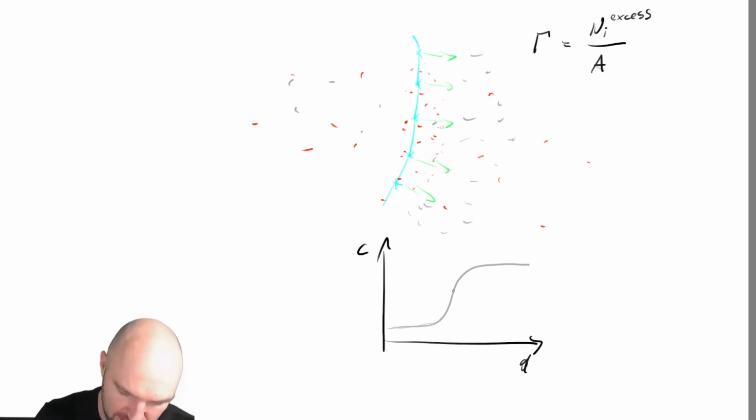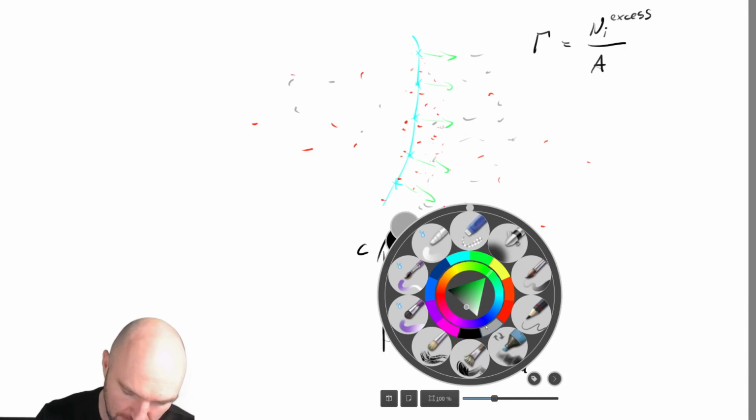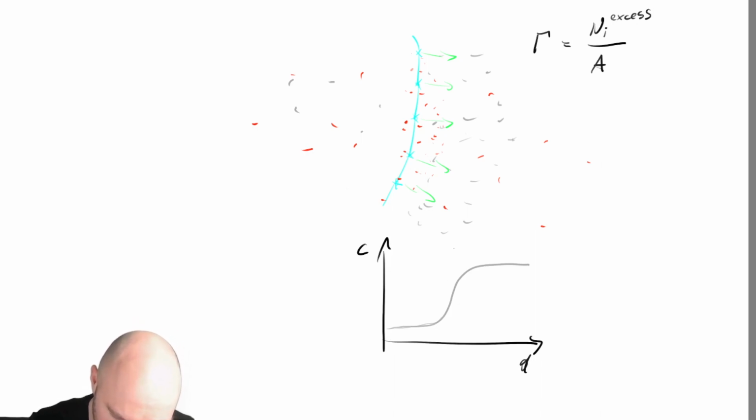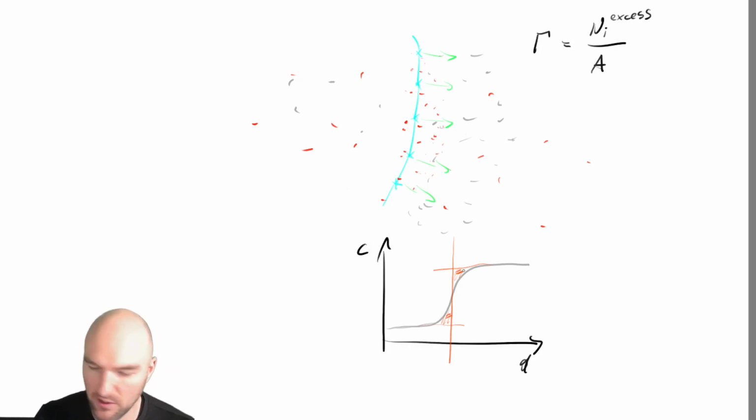And the interface, the Gibbsian interface, is actually at a plane here, such that those two areas are actually the same. So this equals this. So does anyone have an idea why this can never be a thermodynamic value because of that?